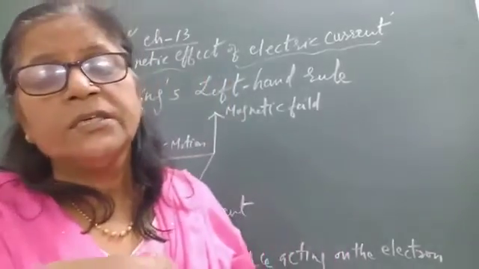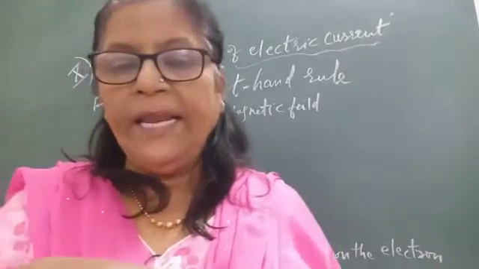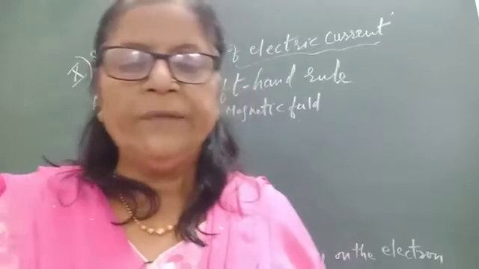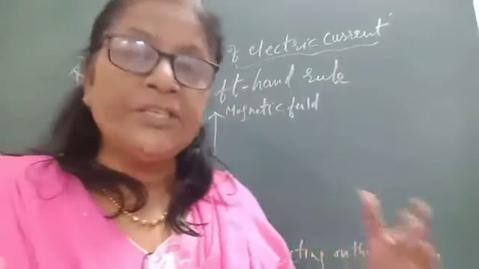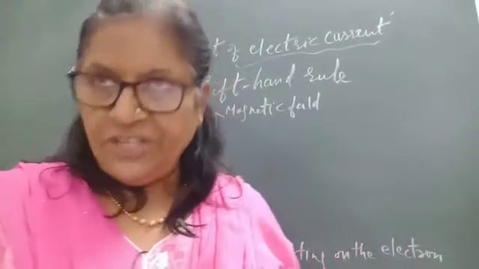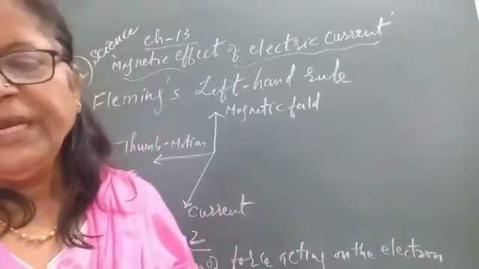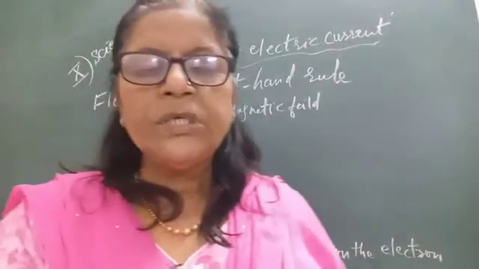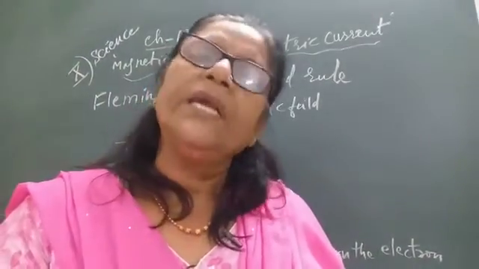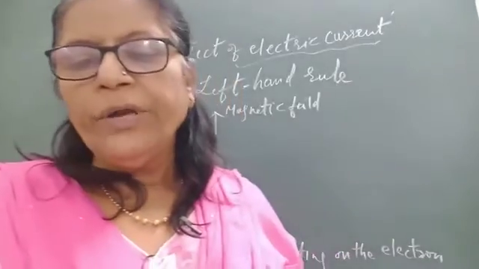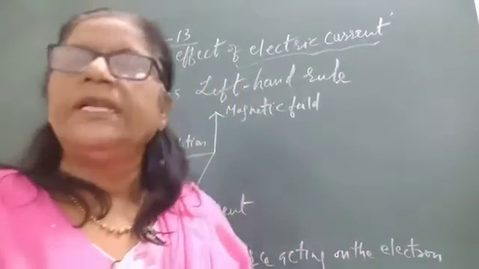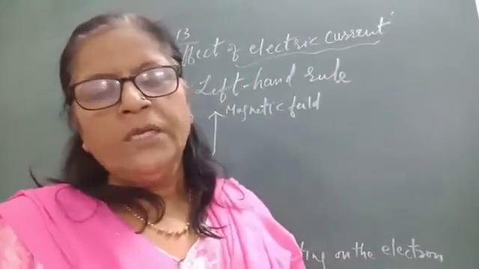Devices which use current carrying conductors and magnetic fields include the electric motor, electric generator, loudspeakers, microphones and measuring instruments. Next session we will learn about the electric motor and generator.